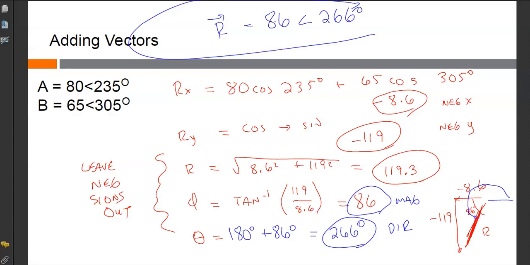That's vector addition. There's some LOP questions. There's some lab questions. Get busy and do some of that stuff. Play with it. Get your head around it. It's not hard. You just got to do it a couple times.